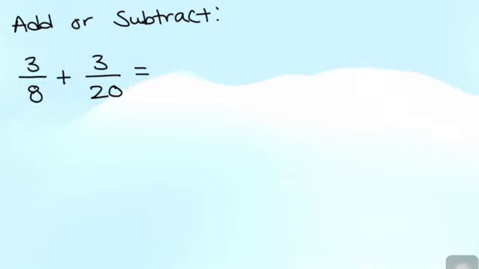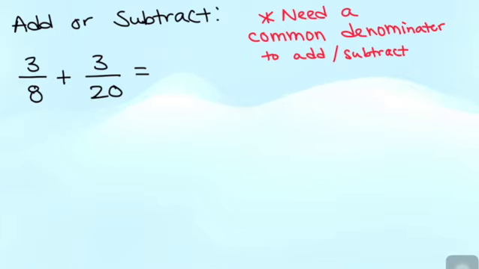All right, so what if the denominators are different? Well, then we have to find a common denominator. We always need a common denominator to add or subtract fractions. So one way to find the least common denominator is to take the denominators that you have and create factoring trees. Find all their prime factors.